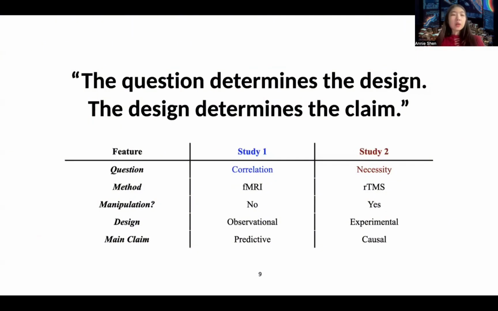To conclude, across both studies, the central principle is that the research question determines the experimental design. Study 1 uses an observational method to test correlation. Study 2 uses manipulation to test necessity. This distinction is important in neuroscience because method determines the type of conclusion we can make. Observational studies can identify relationships. Manipulation is required to establish causation.